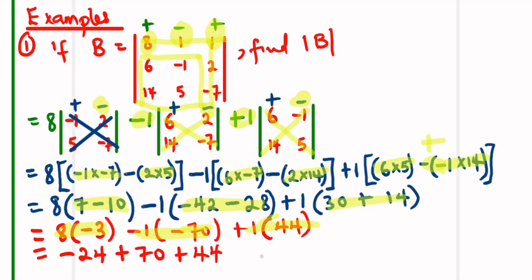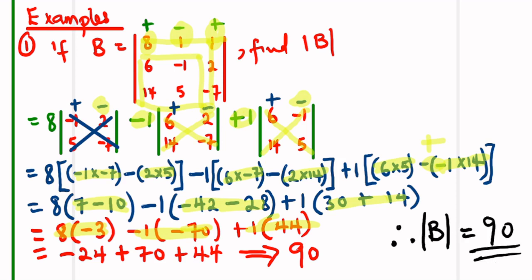So working with this, our answer is minus 24 plus 70 plus 44 gives us 90. So therefore, our determinant of B is 90. I hope we get this. Now, let's move to another example.